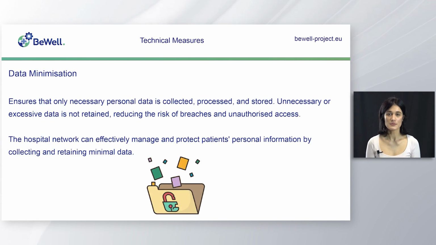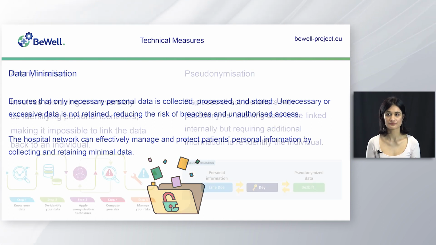3. Data minimization. The hospital network follows the principle of data minimization, ensuring that only the necessary personal data is collected, processed, and stored. Unnecessary or excessive data is not retained, reducing the risk of data breaches and unauthorized access. The hospital network can effectively manage and protect patients' personal information by collecting and retaining minimal data.